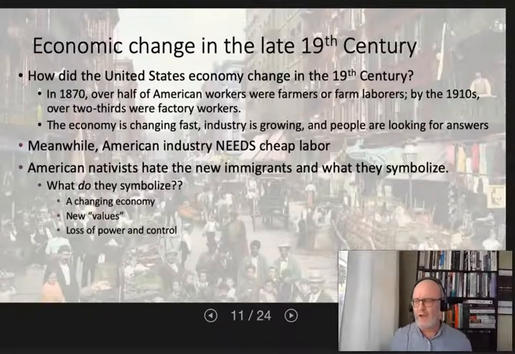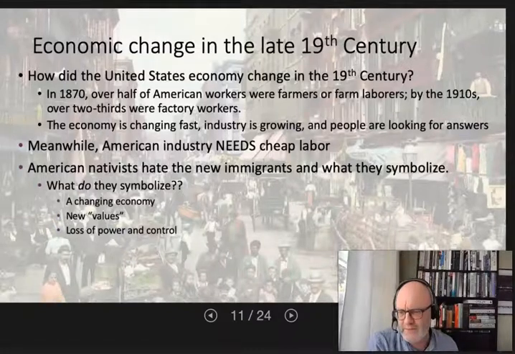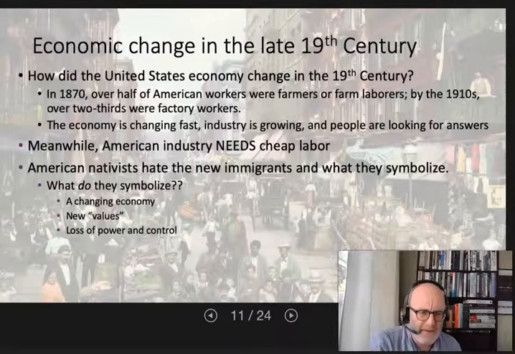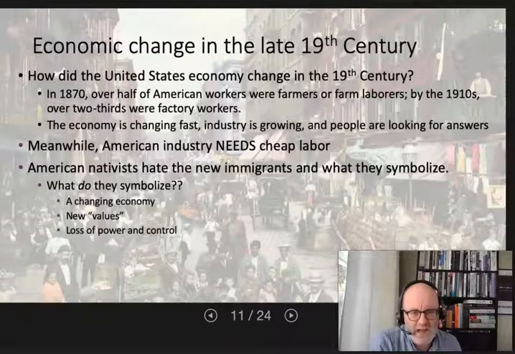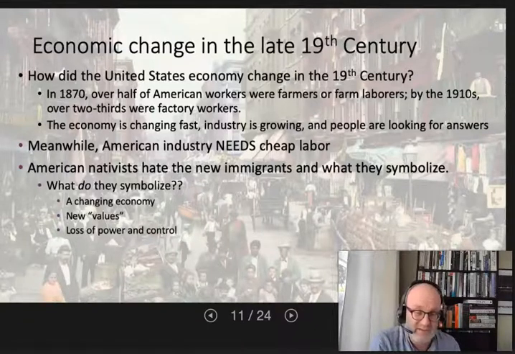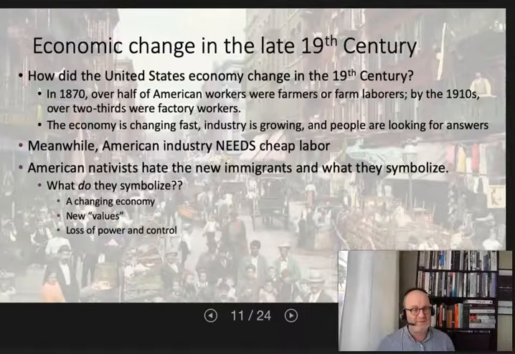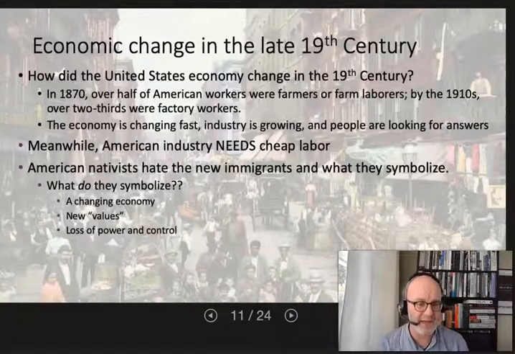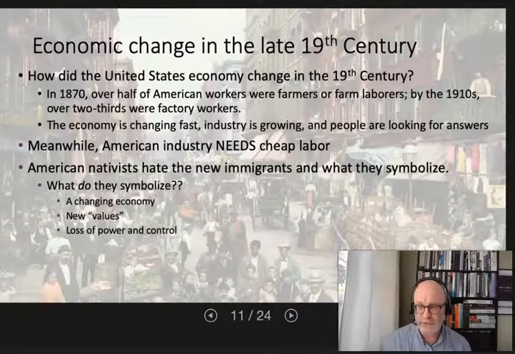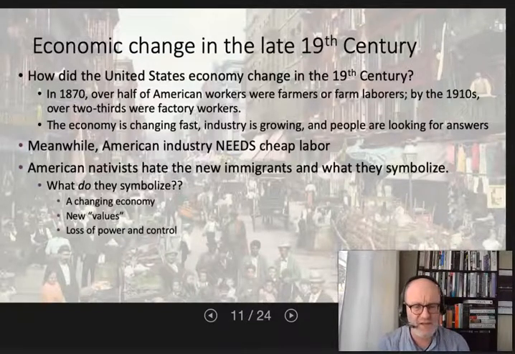Why are people willing to believe the kind of nativist policies of the time period? Because the economy is changing fast. The United States of 1870 does not look like the United States of 1850 or even 1860. Things are industrializing. The scale of work is increasing dramatically. The output, the pollution, there's all kinds of ways in which society is changing.